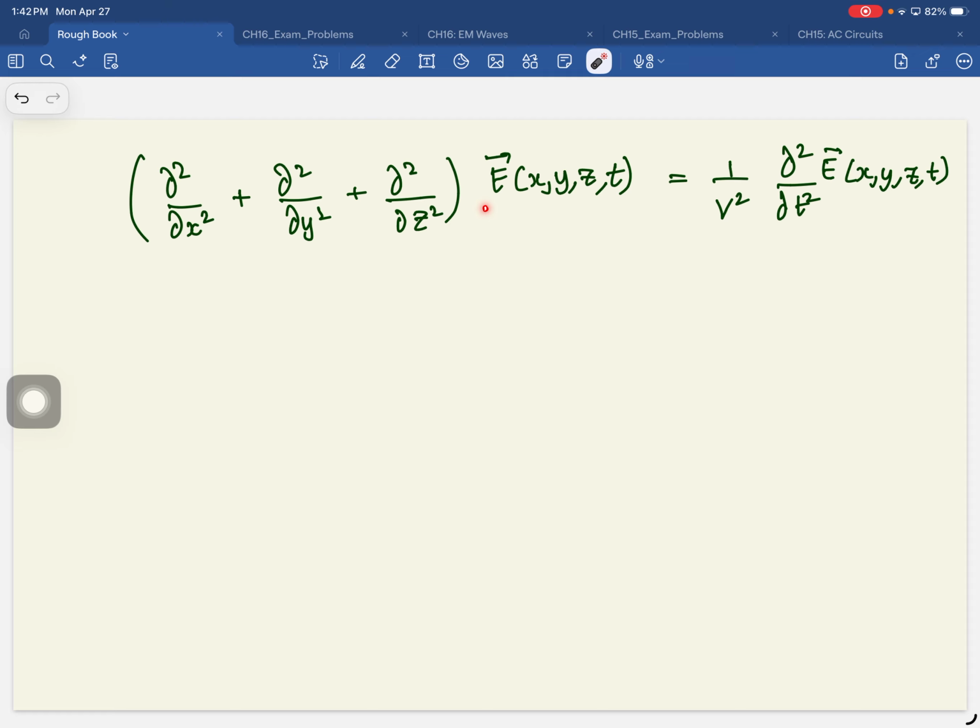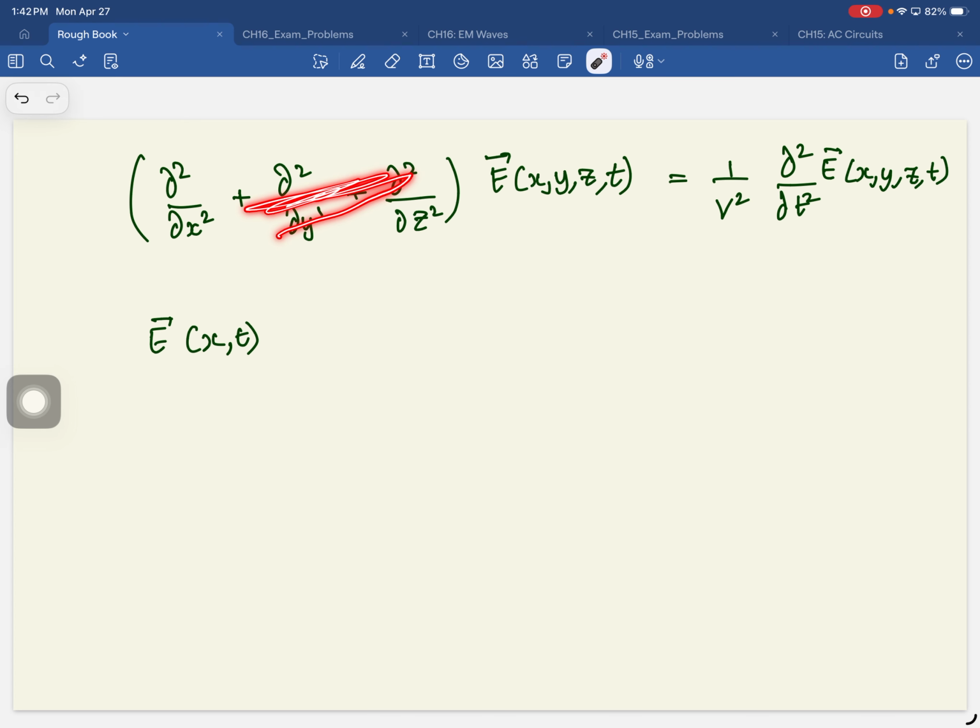So it turned out that this measured the velocity of light. And here was a wave whose velocity was exactly equal to the speed of light. That was the first time they realized that light was an electromagnetic wave.